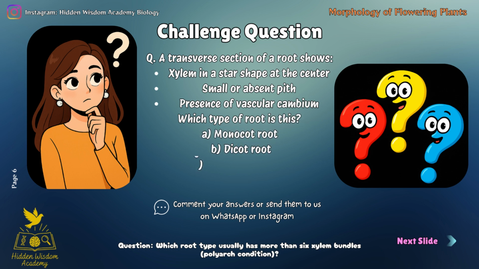Is it option A? Monocot root. Is it option B? Dicot root. Is it option C? Adventitious root. Or is it option D?